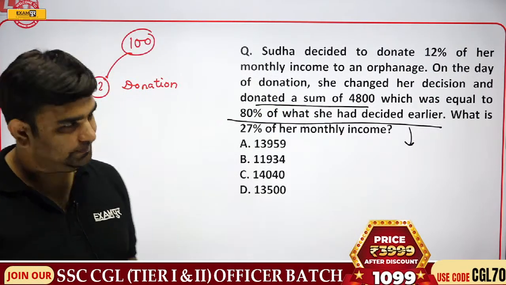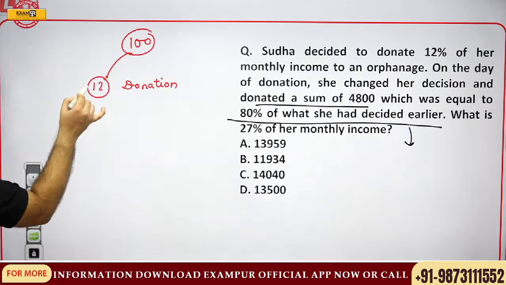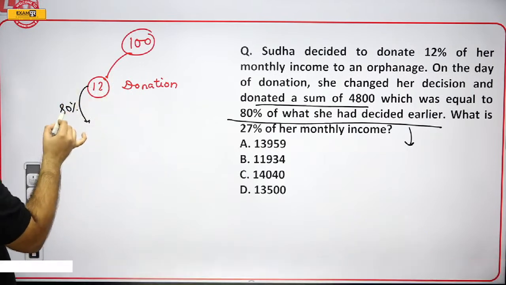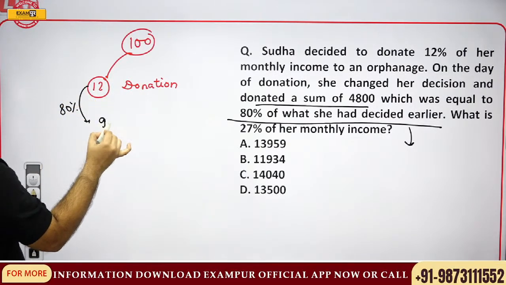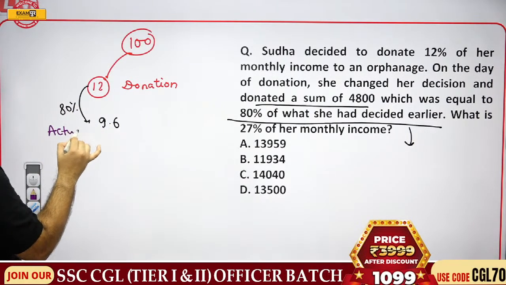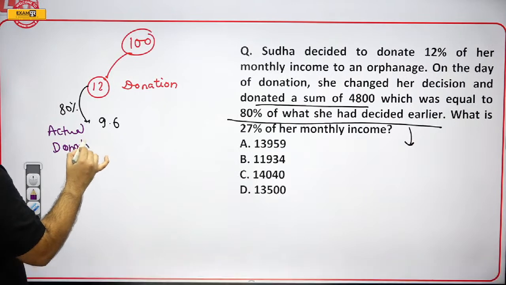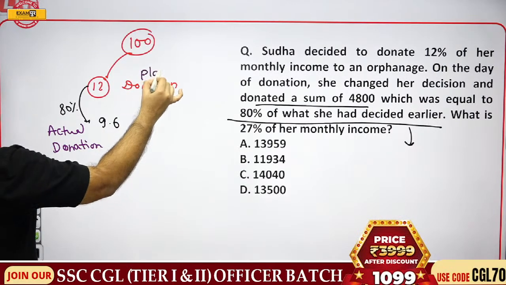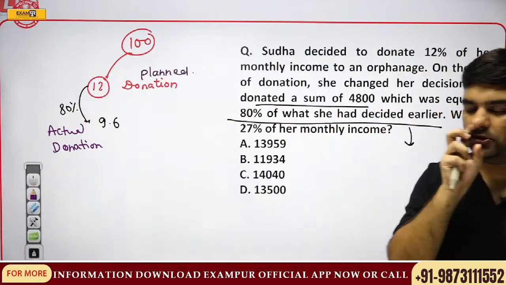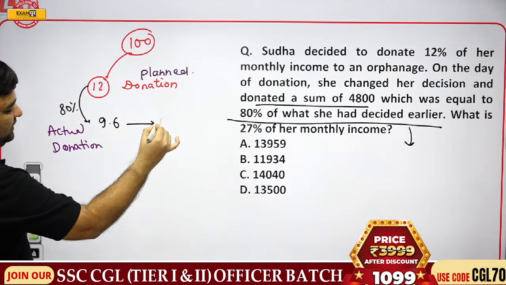It happens, bacha. Because of the scarcity of funds, she was only able to donate 80% of it. Her earlier plan is 12. 80% of 12 is 9.6. So actually, she was able to donate only 9.6, which is given as 4800.